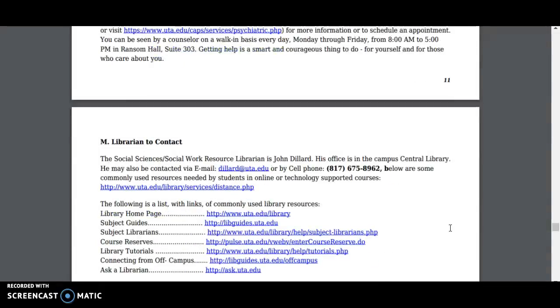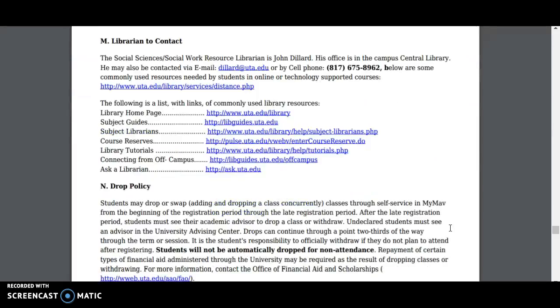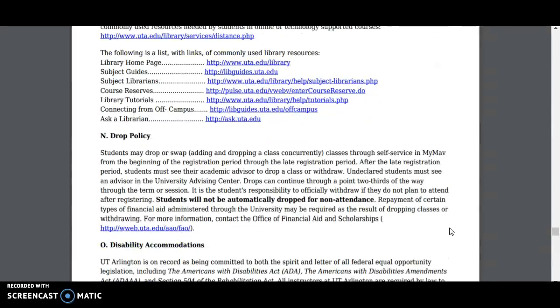Here's the librarian information. One thing that's not here is we do have a writing expert, Dr. Chris Kilgore, in the School of Social Work, and I will probably be referring you to him at some point so that you can make sure you're getting everything done correctly on your writing assignments.